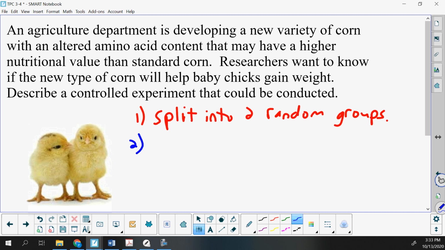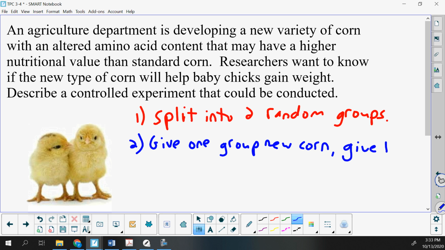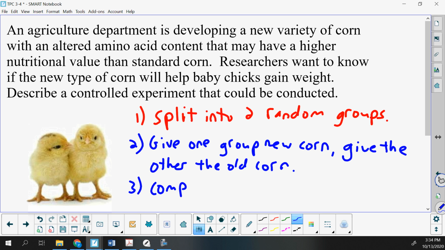Step two, give one group the new corn. And we'll give the other the old corn. Basically the corn that did not have the higher nutritional value, or have the altered amino acid, I should say. And then step three is always going to be the same. Compare, in this case, compare the weight gain.